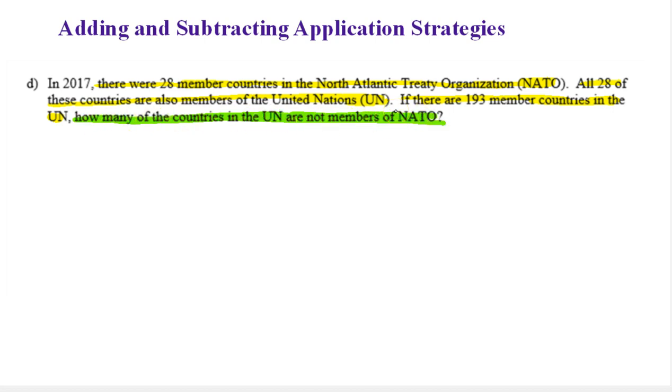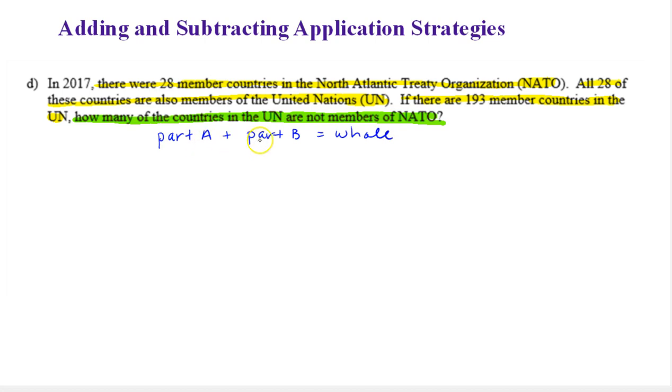So looking at this structure, we didn't add more NATO countries or UN countries. We're not comparing NATO countries with UN countries. We're actually looking at UN members that are not members of NATO and UN members that are members of NATO. So we're thinking of this as a part whole problem. Part A plus part B equals whole.